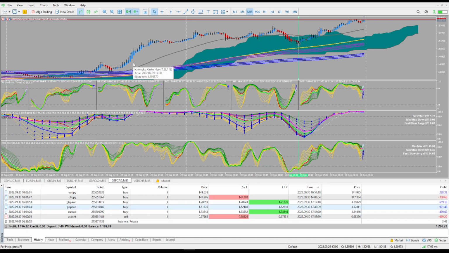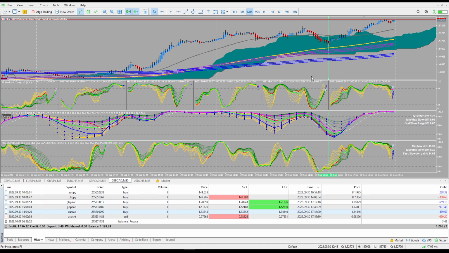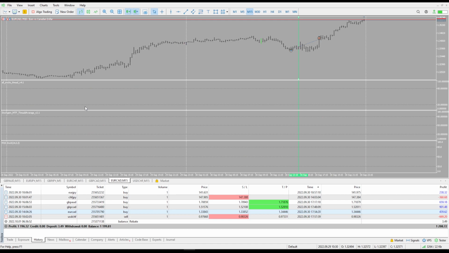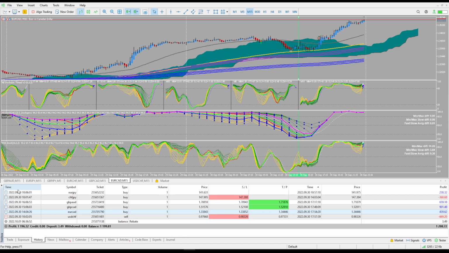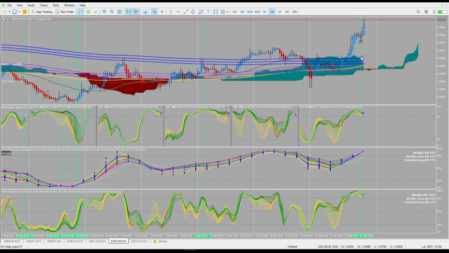Now, two more trades here. Another win, EURCAD, will be similar to the pound CAD. Actually, it didn't work. So EURCAD again. Let's start from the top.